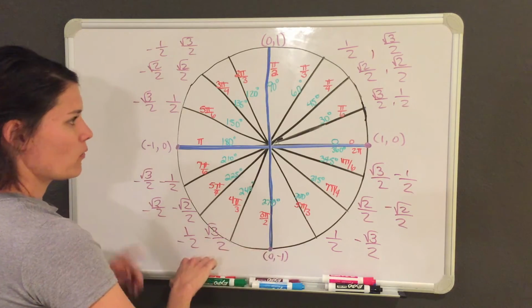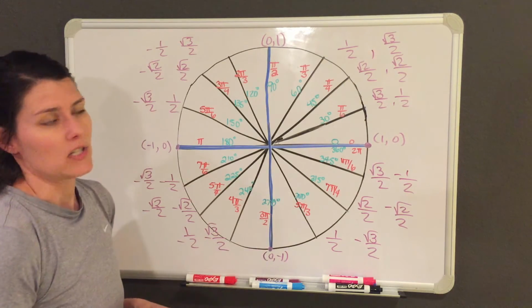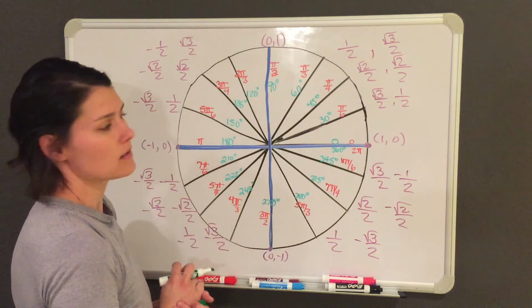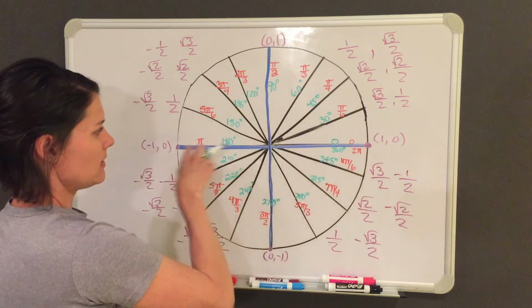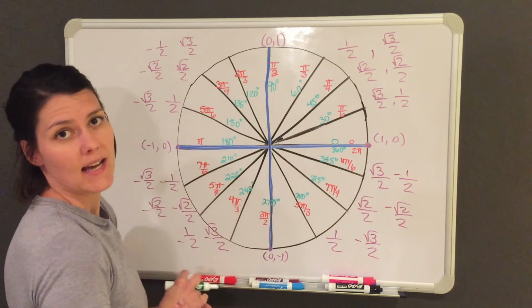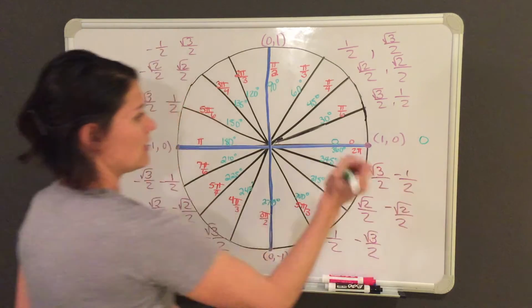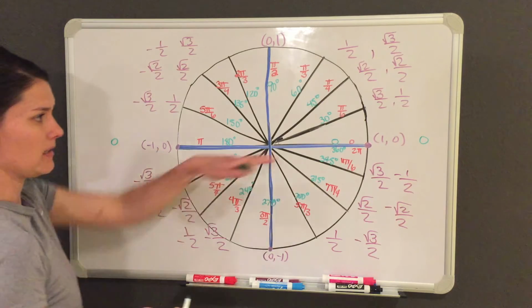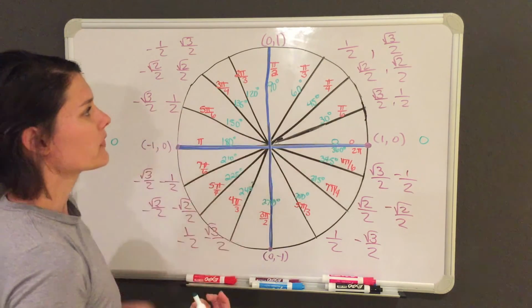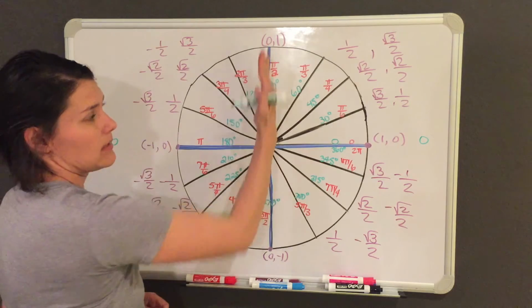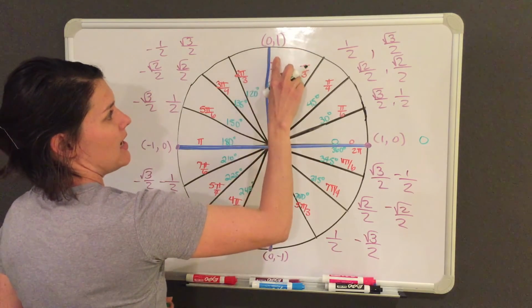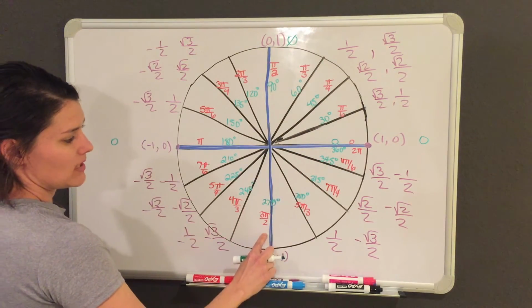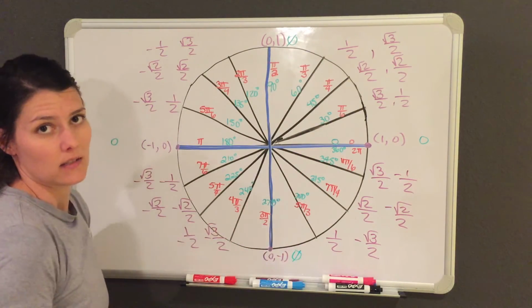Now I wanted to go ahead and go over one more, which will be our tangent. Tangent is actually the slope of your lines. So the x-axis is a horizontal line, which means it has a slope of 0. So I know my tangent at 0 and 180 will be 0 because the slope of a horizontal line is 0. Slope of a vertical line is undefined. So I know that tangent at my 90 degrees is going to be an undefined value, and also at 270 degrees, tangent will also be undefined.